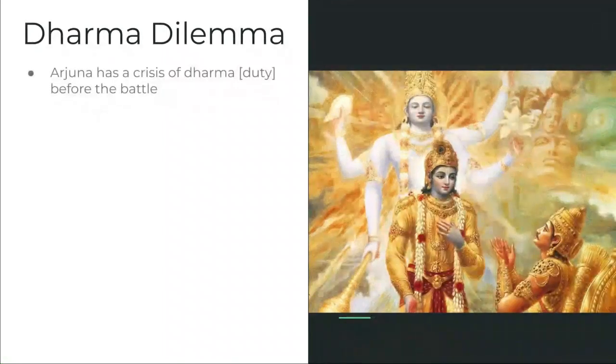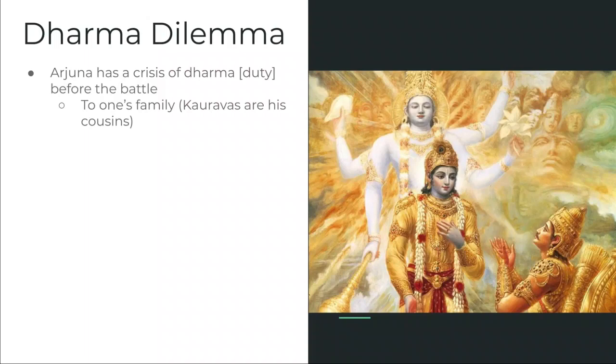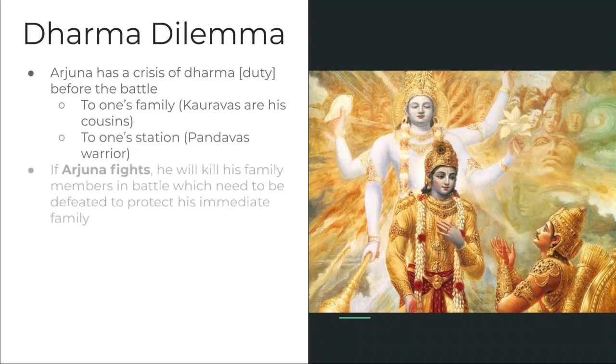So again, Arjuna is having a crisis of dharma, of duty, before this battle, and this is meant to be, again, probably something that is analogous to any moral dilemma one might have, right? So even though we might not identify with his particular dilemma, we are often torn between different obligations that we might have, and so have trouble figuring out what the right thing for us to do is. So again, Arjuna's split is between his family, right? The Kauravas in this case are his cousins, but he's also obligated to his station, right? His place in the caste as a Pandava's warrior.